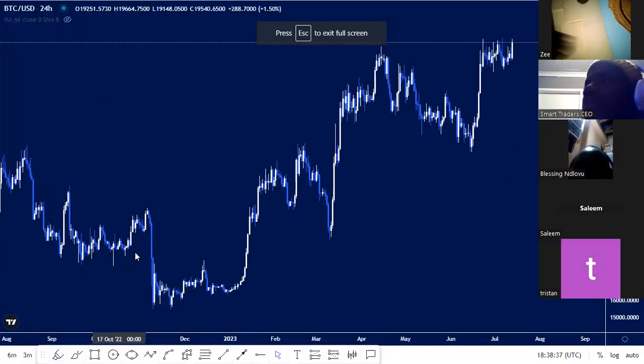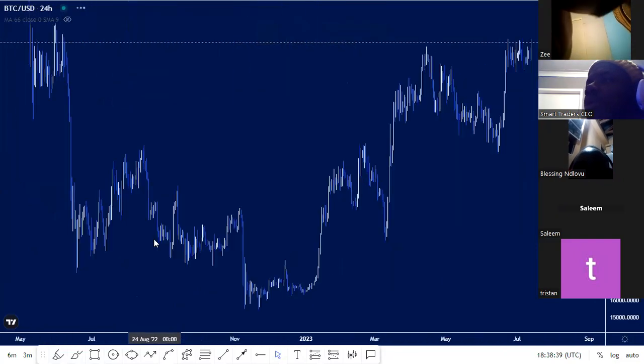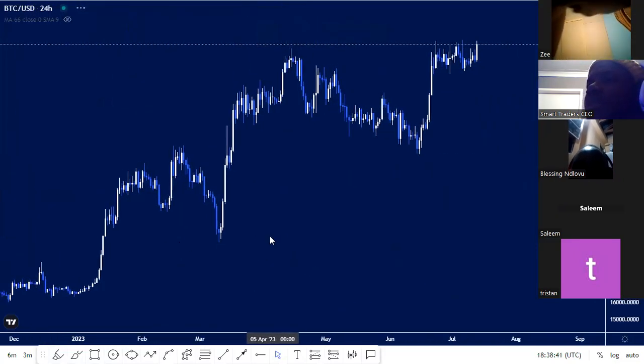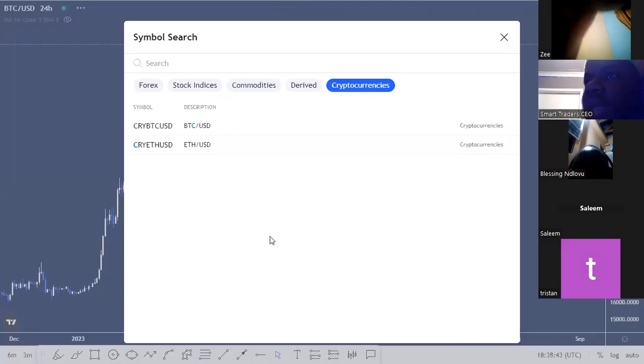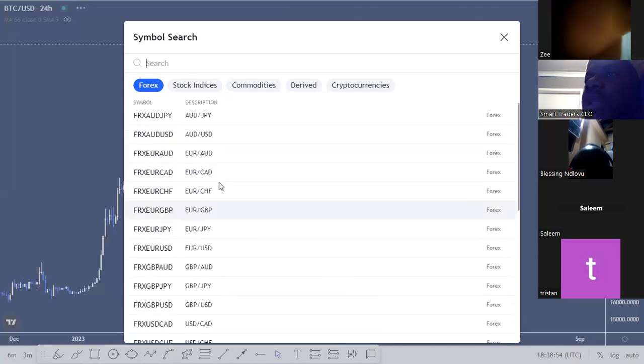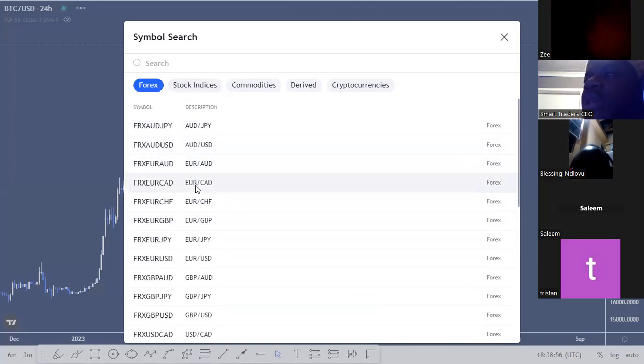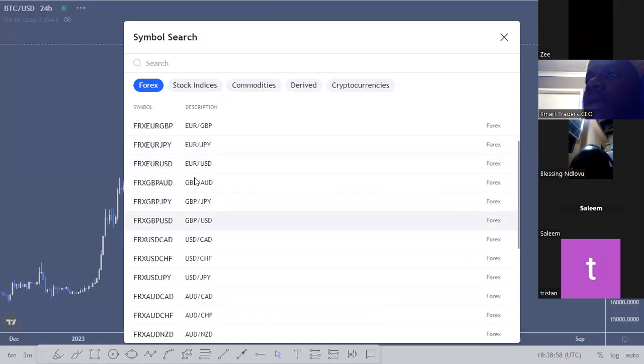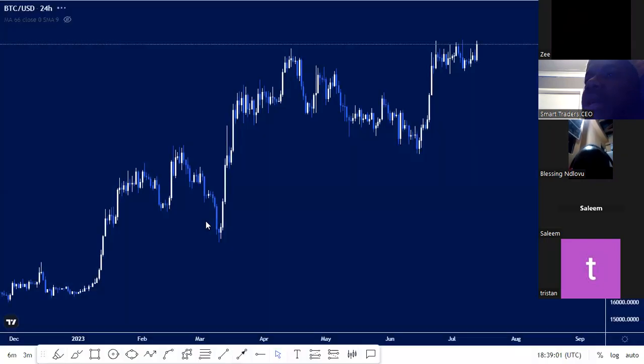Right. So let me see which pair I can just go to. That's the different pairs altogether. Forex. Right. Let me go to today. Let me just go to the currency pair that I trade.